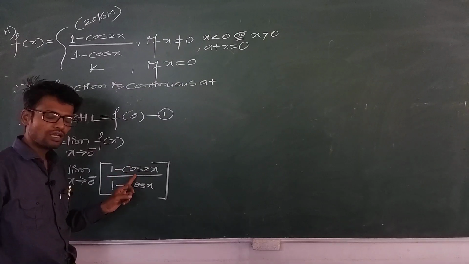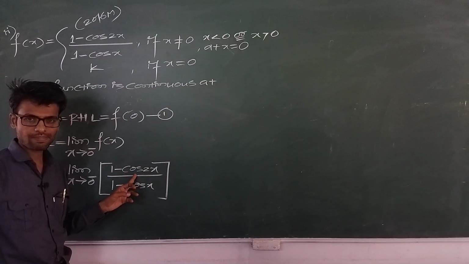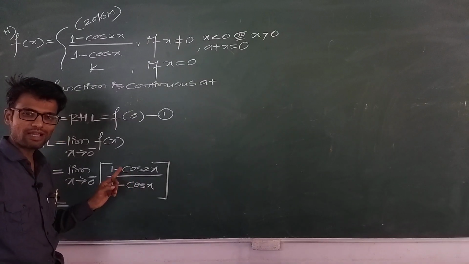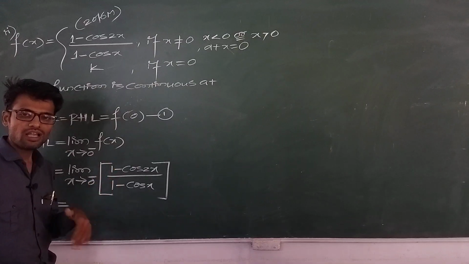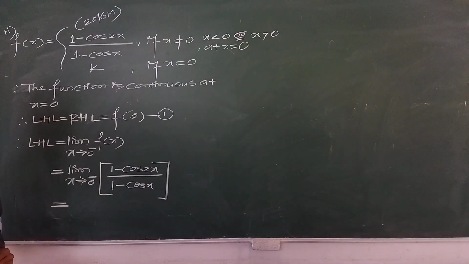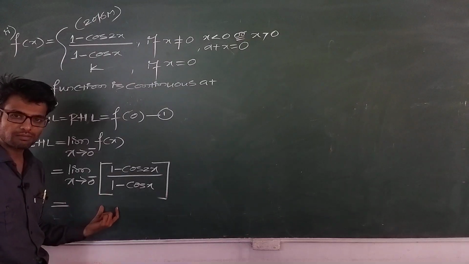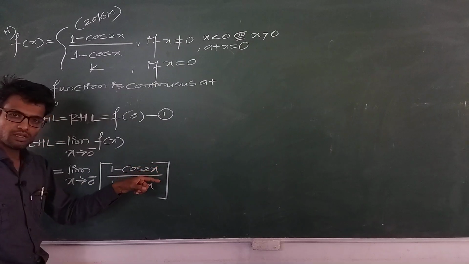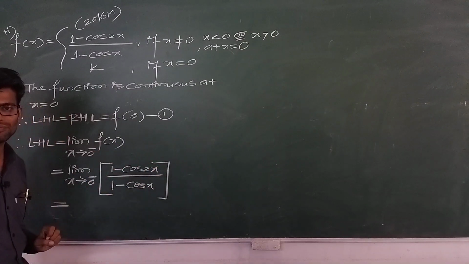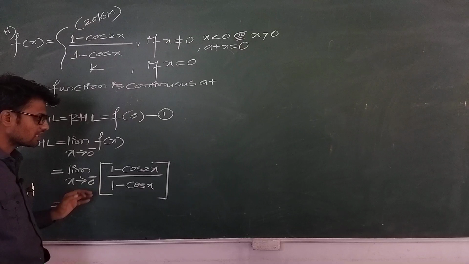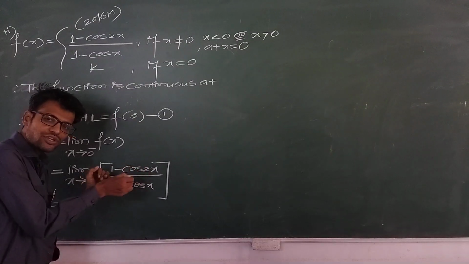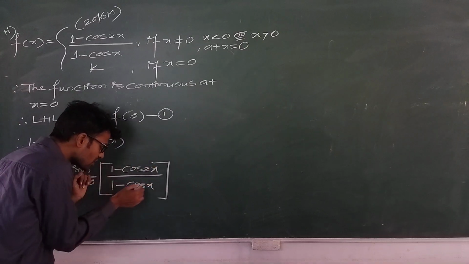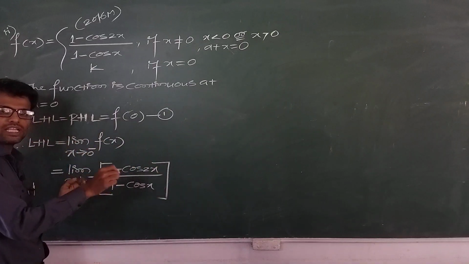The value of cos 0 is 1, so you will get 1 minus 1. And here also cos 0 is 1, 1 minus 1. So 1 minus 1 divided by 1 minus 1 is 0 by 0. And 0 by 0 is what? Indeterminate form. Hence, you have to remove the indeterminate form. If you drop the limit and take x equal to 0, you will get 0 by 0, an indeterminate form, and by simplifying this term, you remove the indeterminate form.